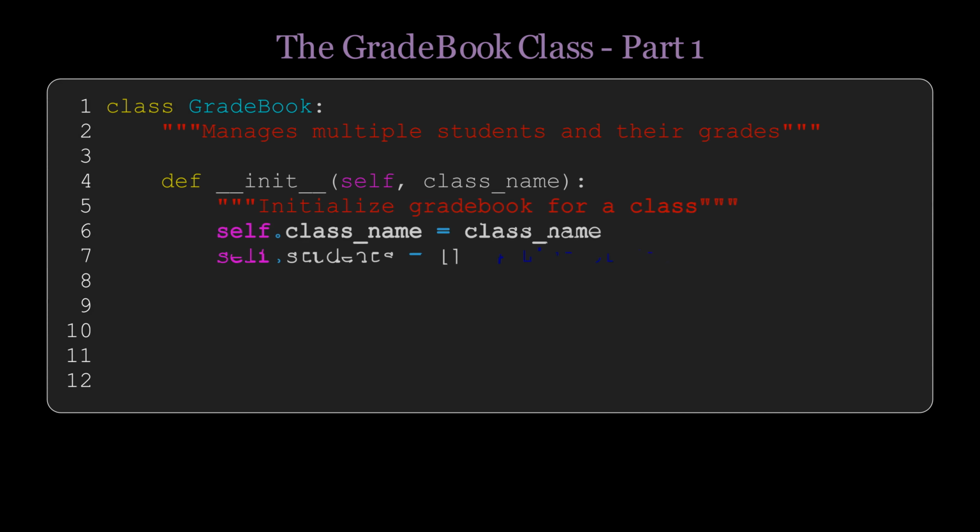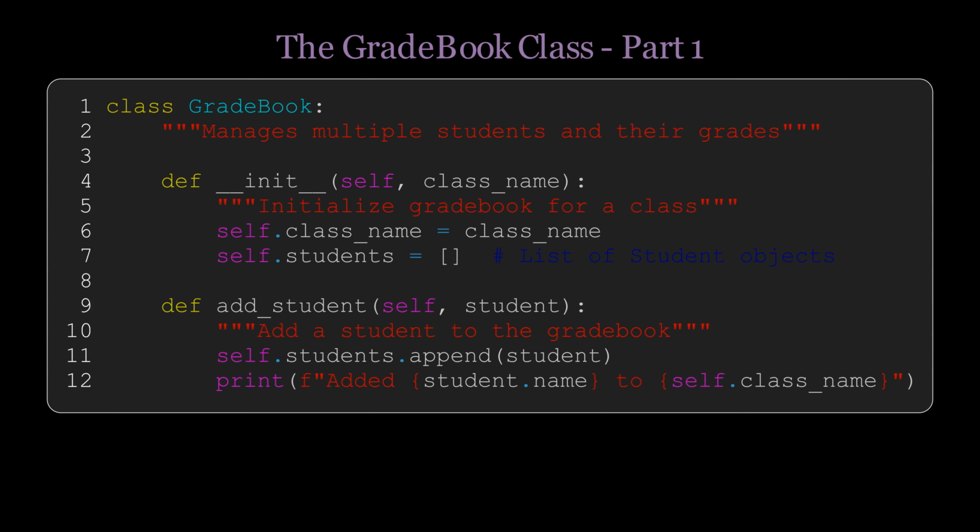Now let's build the gradebook class. This will manage multiple students, acting as a container for our entire class. It will store students in a list and provide methods to add students, find them by ID, and generate class-wide statistics. The gradebook class starts with an init method that takes a class name, like Mathematics 101 or Biology Advanced. We initialize an empty list called students to store all student objects.